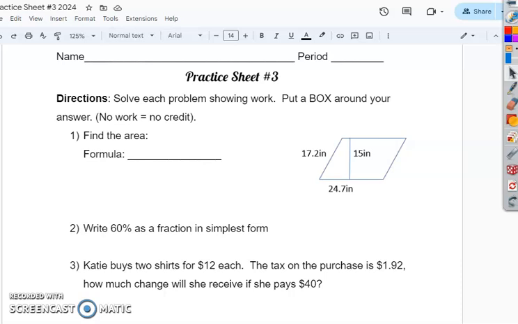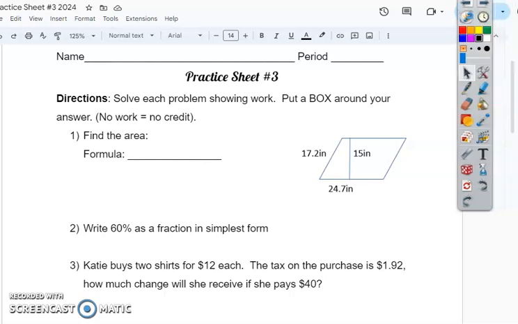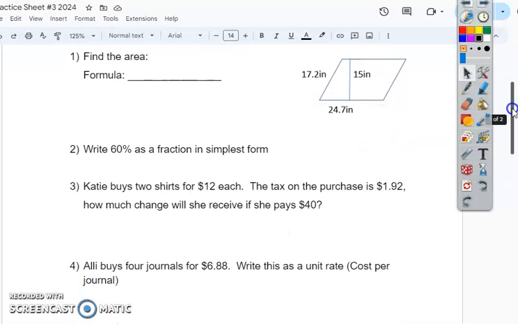Number 2 says, write 60% as a fraction in simplest form. I'm not going to write it. I'm going to tell you. A percent is a ratio that compares a number to 100. So you should put 60 over 100, and then you're going to simplify. If I were you, I would start by crossing off the 2 zeros at the end. 1 0 on top, 1 0 on bottom. Okay?